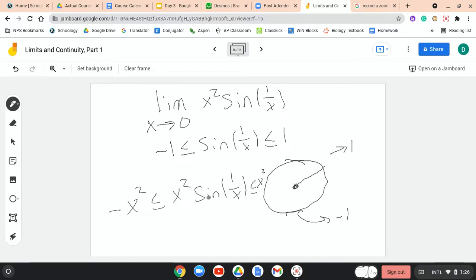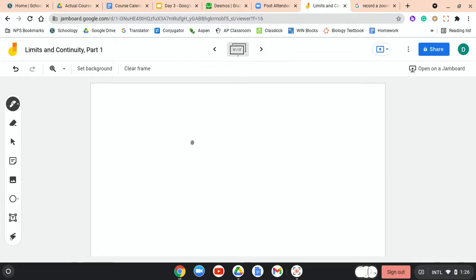So what I've done is I've established that this middle function is always greater than this function and always less than this function. All right, pause and take that in for a second. So what I'm going to do is I'm going to say, well, let me calculate the limit as x approaches 0 of the other two functions.